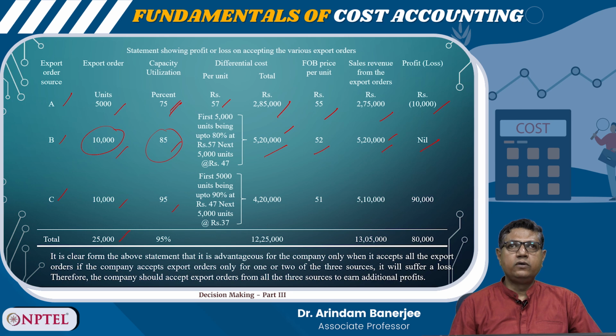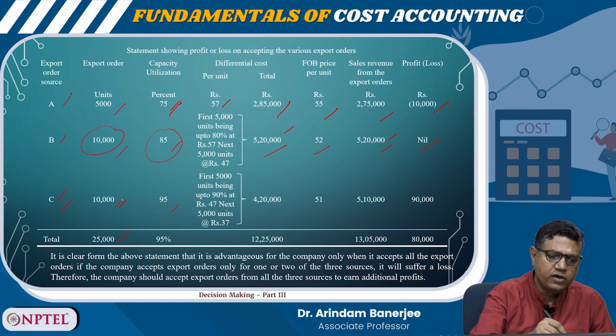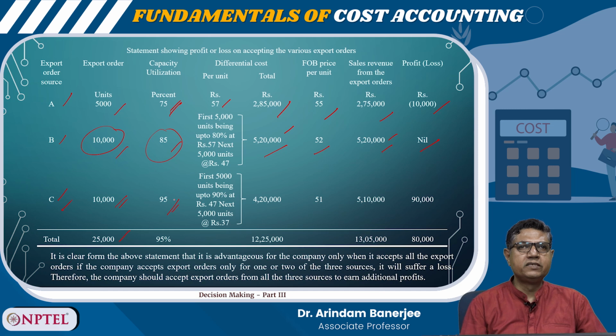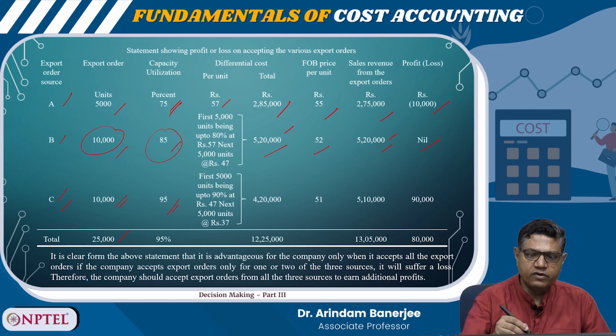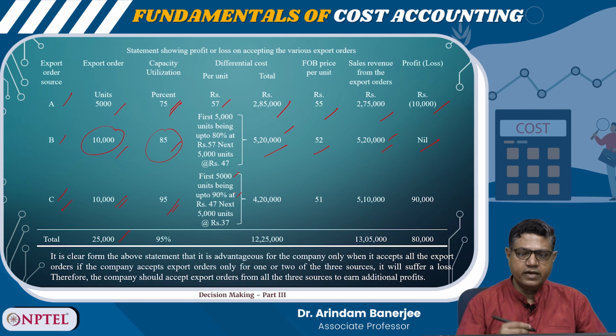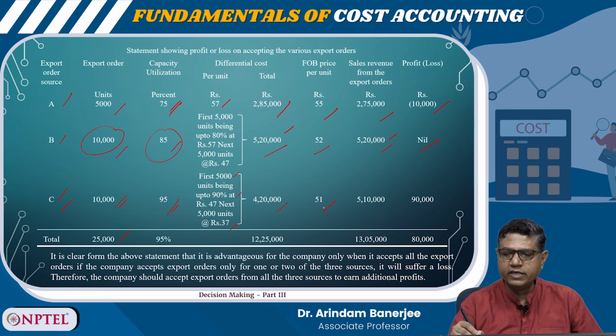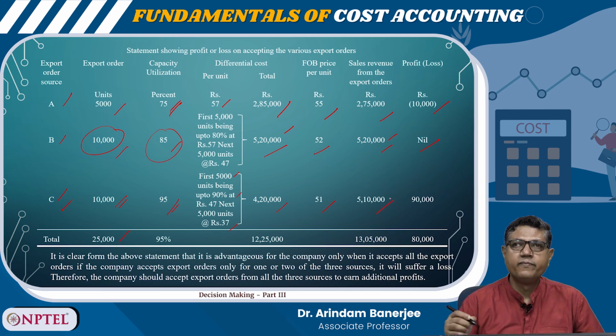If we now consider the export order of source C, it is also of 10,000 units. The utilization percent will go up to 95%. So, the first 5,000 units being up to 90% are at rupees 47, and the next 5,000 units at 37. If you calculate, it comes to 4,20,000. FOB price per unit is 51, sales revenue is 5,10,000 and my profit will be 90,000.